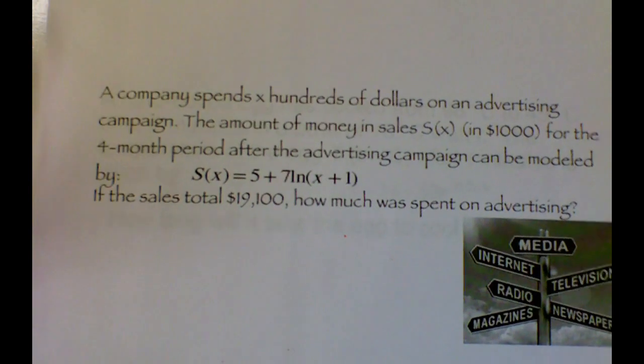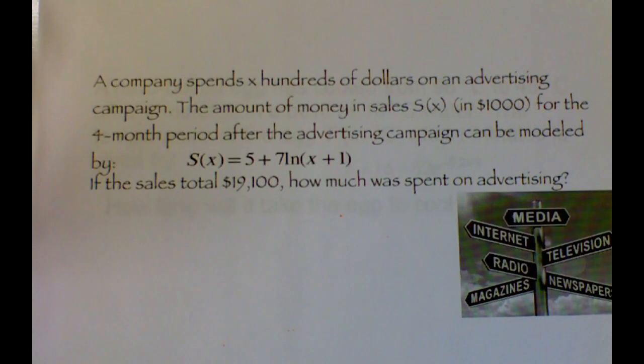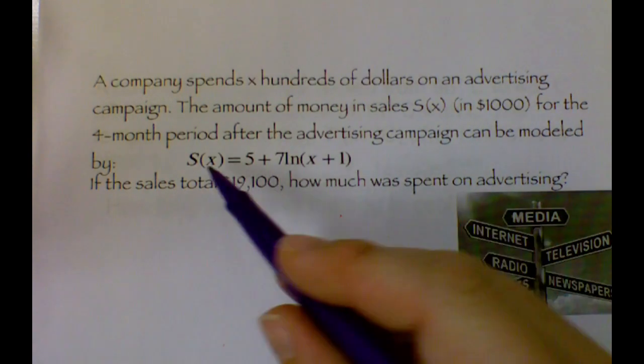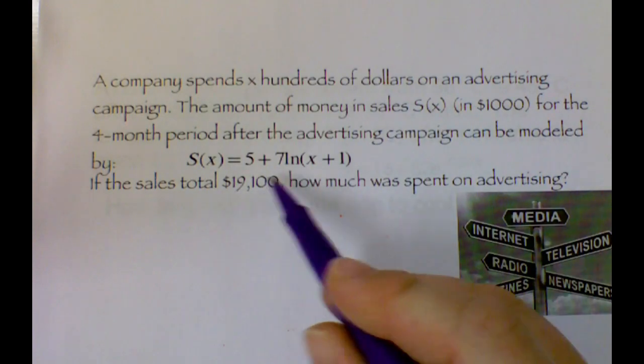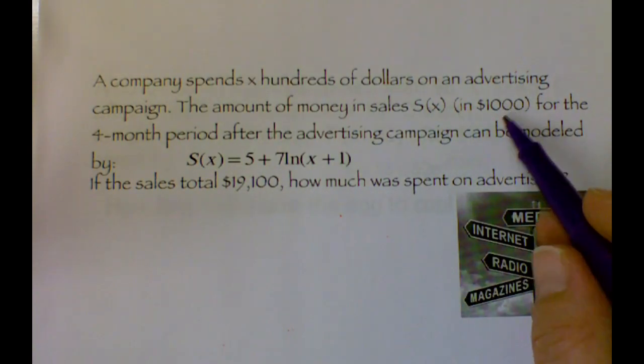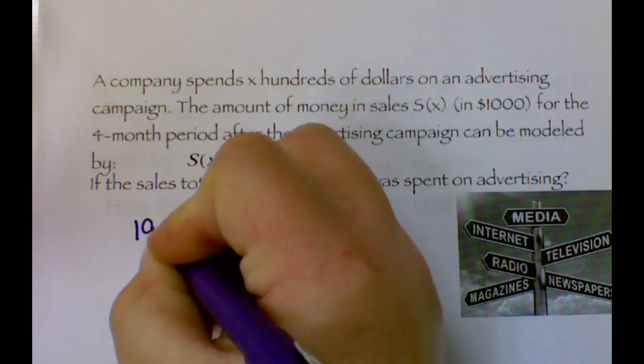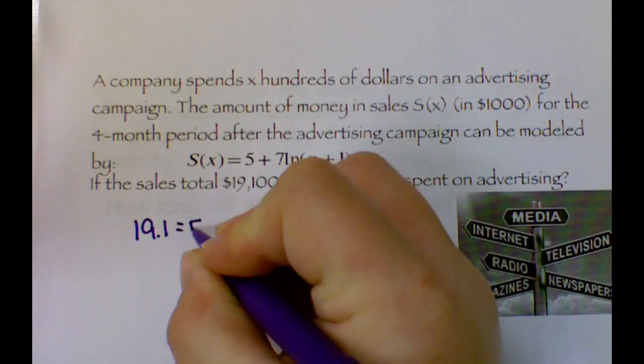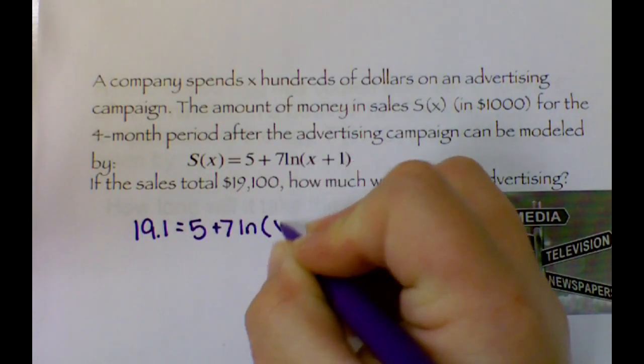Next up, a company spends x hundreds of dollars on an advertising campaign. The amount of money in sales, S of x, in thousands of dollars for the 4-month period after the advertising campaign can be modeled by S of x equals 5 plus 7 ln of x plus 1. If the sales total $19,100, how much was spent on advertising? Well, my sales is going to be 19,100, but that's in thousands. So really S of x needs to be 19.1 equals 5 plus 7 ln of x plus 1.